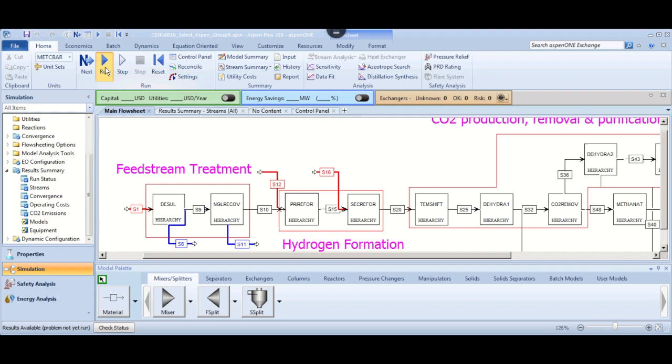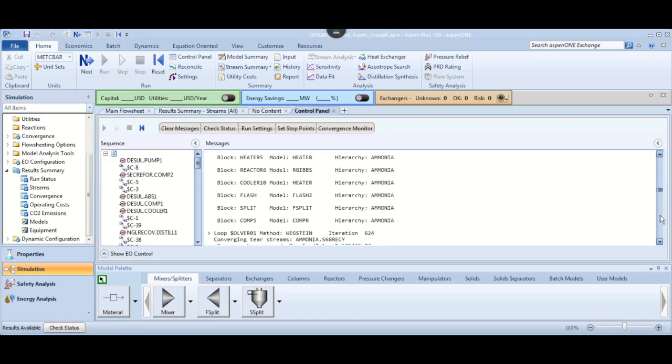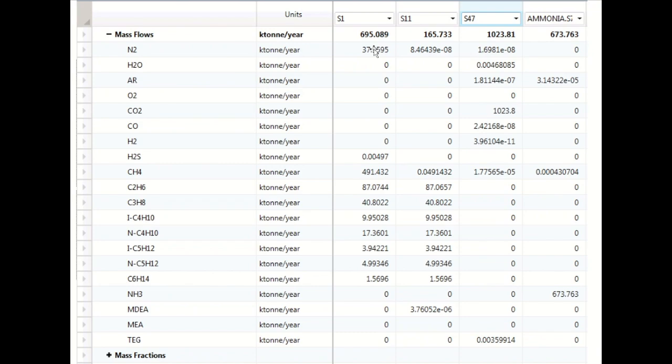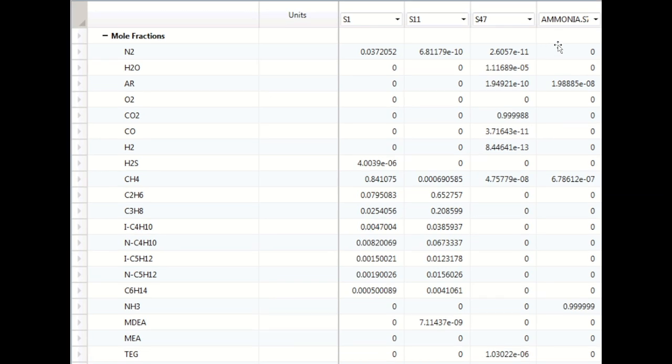Moving on to results. The simulation was executed on Aspen Plus and no errors or warnings were given. The final process is using 695 kilotons of natural gas feedstock, of which 165 kilotons is sold after recovery. The main products are streams 47 and 77, which carry the carbon dioxide and ammonia products respectively. As can be seen, 1,023 kilotons of carbon dioxide is produced, as well as 673 kilotons of ammonia. Both streams meet their respective purity specifications, where ammonia is over 99.5% purity and carbon dioxide is over 99.99% purity.